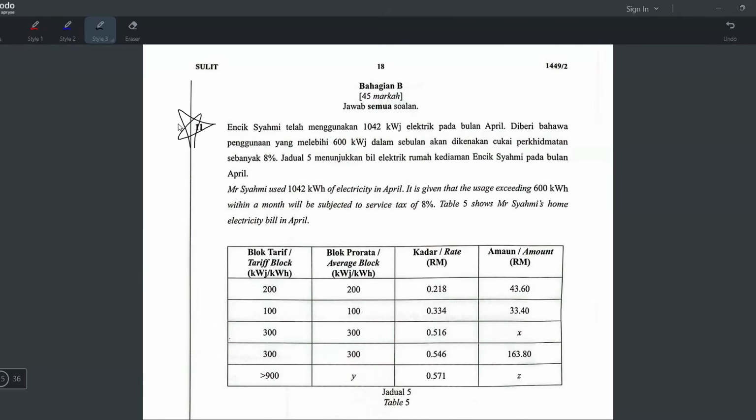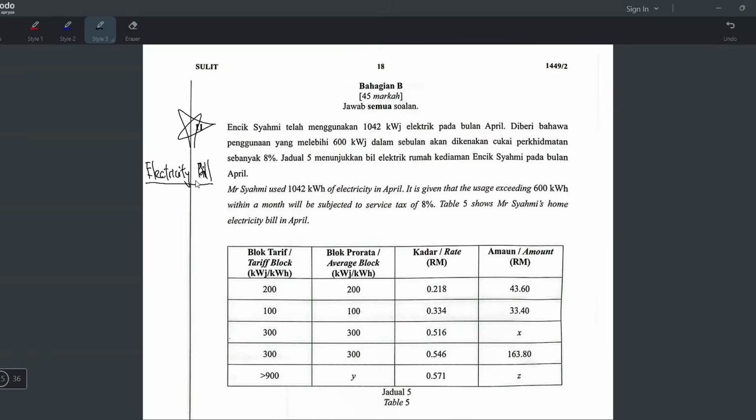Okay, tell me what is this? You see this tariff block, average block, what is this? This is the electricity bill question. The infamous electricity bill question. But why is it the infamous question, and why do I put the star there? Kenapa letak star?